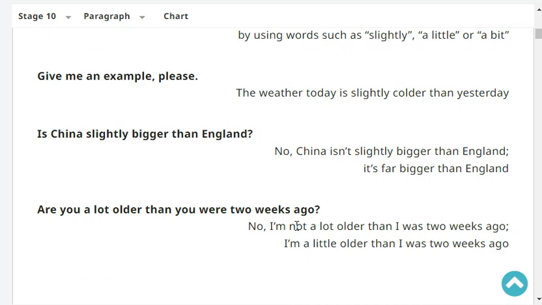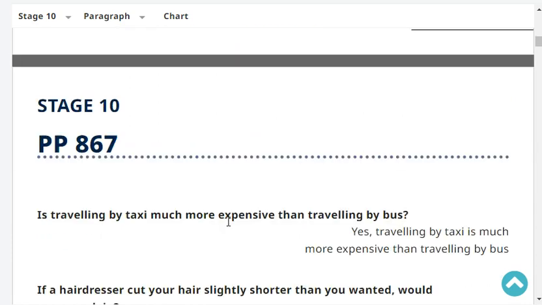Reagan, are you a lot older than you were 2 weeks ago? No, I'm not a lot older than I was 2 weeks ago. I'm a little older than I was 2 weeks ago. Reagan, is traveling by taxi much more expensive than traveling by bus? Yes, traveling by taxi is much more expensive than traveling by bus.